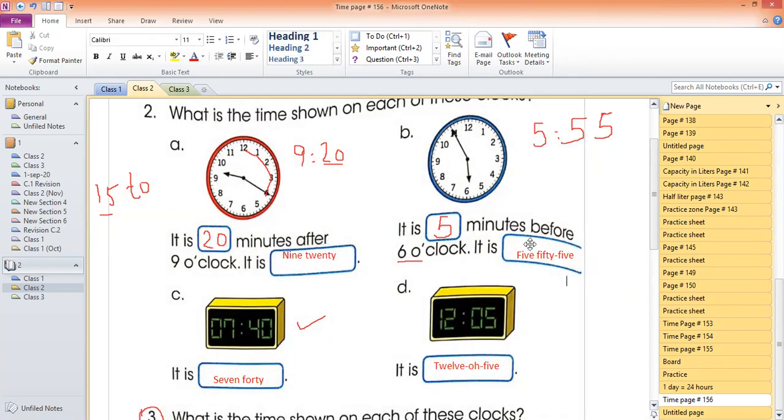It is 9:20, it is 5:55, it is 7:40, and it is 12:05. Clear, guys? Yes, sir.